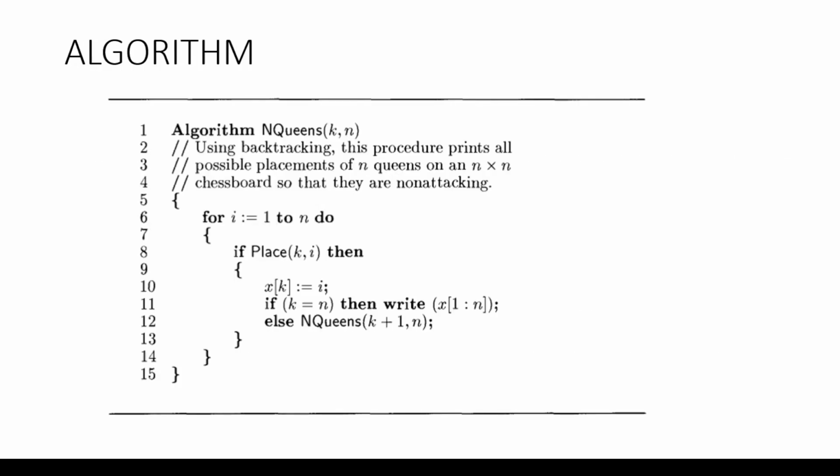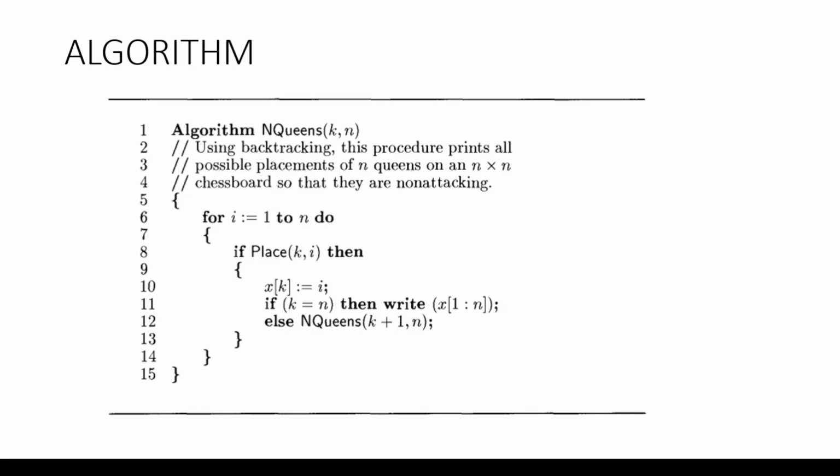Now the algorithm for n queens is given here. We use a backtracking technique, and there are n queens and the number of placements available on the board is n cross n. It's an n cross n chessboard. So first and foremost we traverse through all the positions in the chessboard and we check for a particular queen whether that position is valid or not, which is the best position for that particular queen to be placed on the chessboard.